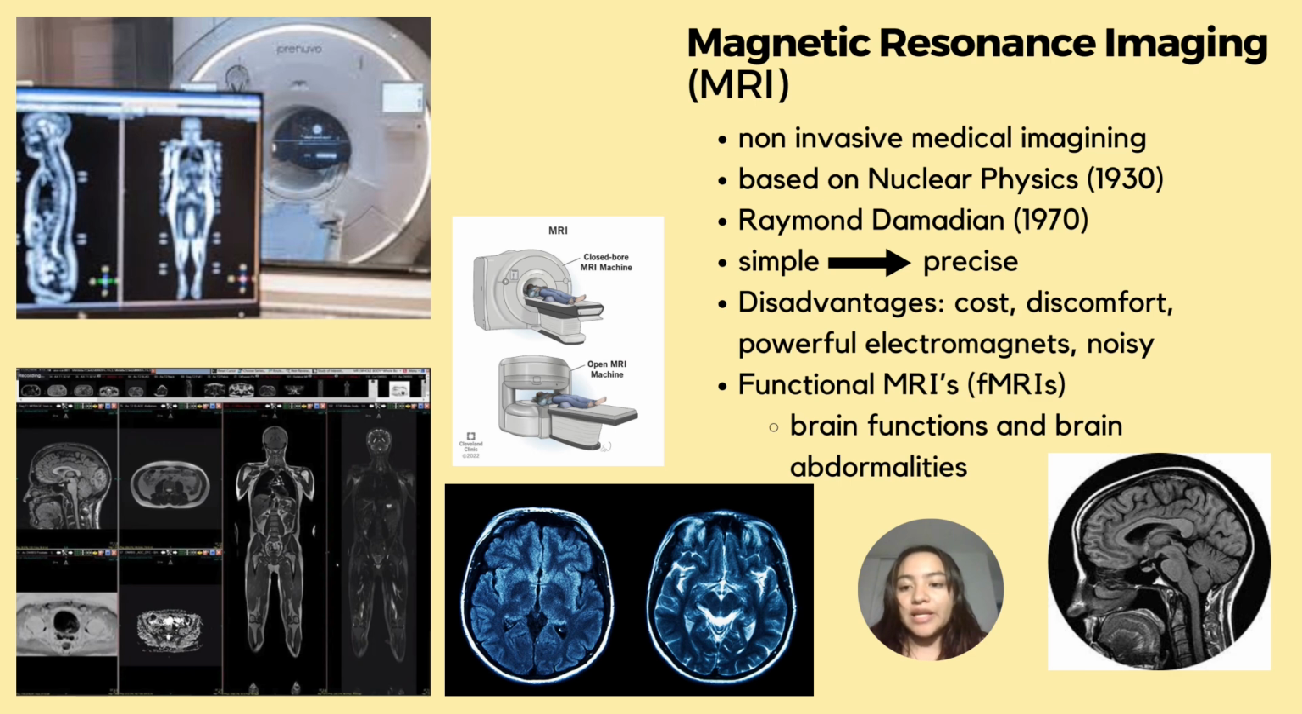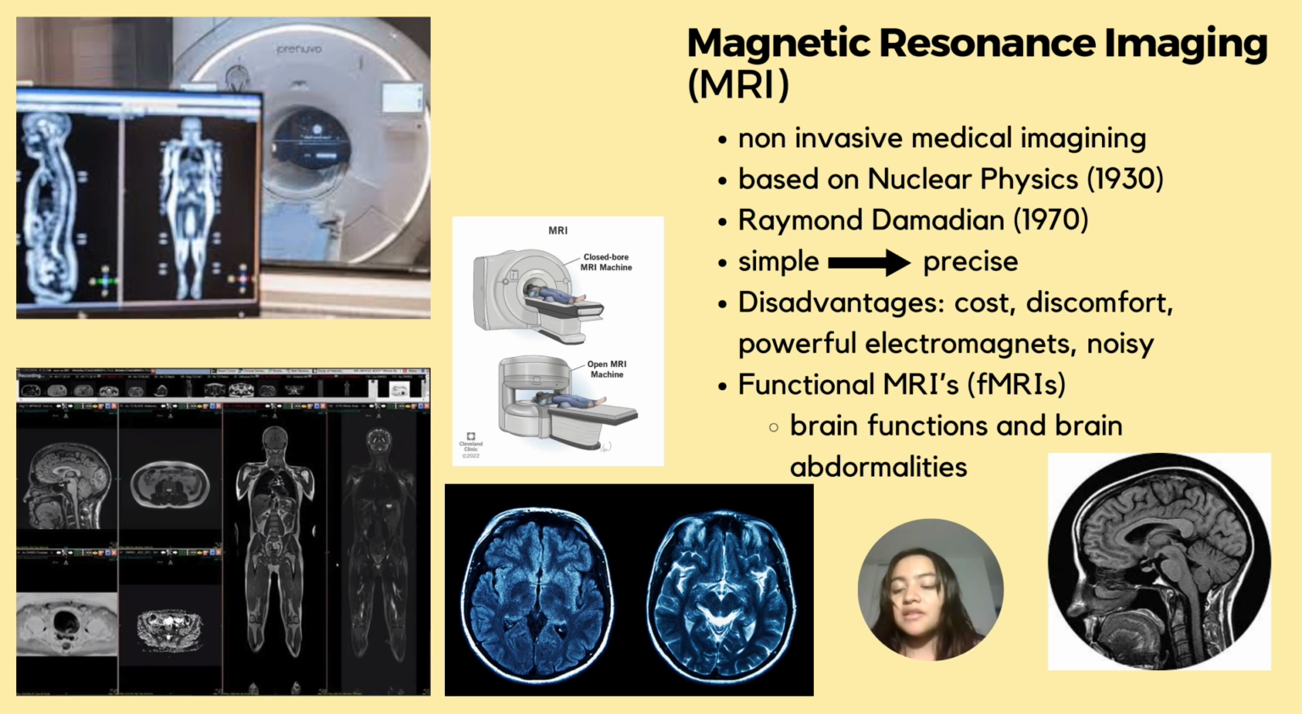MRI is a type of medical imaging that's non-invasive, meaning it does not involve cutting the body or putting something into the body. It is based on nuclear physics, which is matter exposed to magnetic fields and radio waves, resulting in radio signals. In 1970, Raymond applied for a patent for the first MRI scanning device. The first MRI was simple but over time developed into precise imaging.